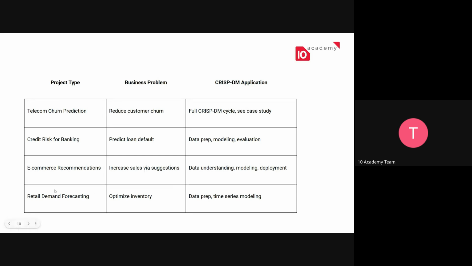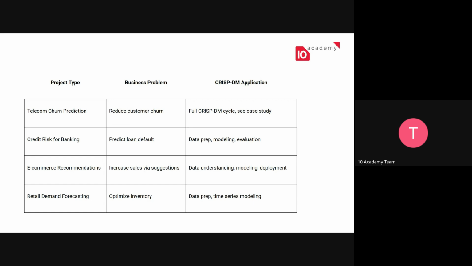Okay, let's see the telecom churn prediction. We might want to reduce the telecom churn for the next specific months, which means you need to make sure that only a small number of customers will be lost by the telecom company in that time. So the business problem is reducing customer churn.